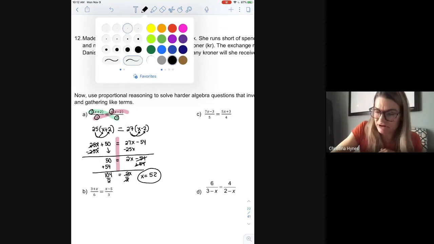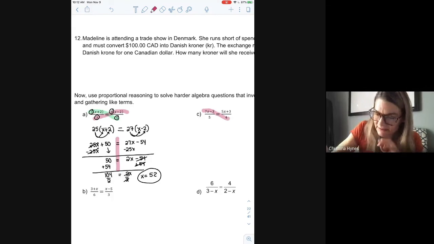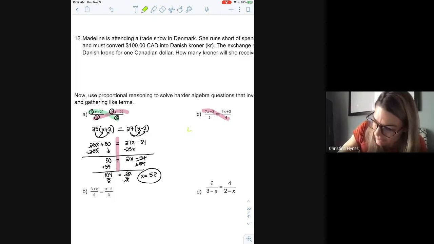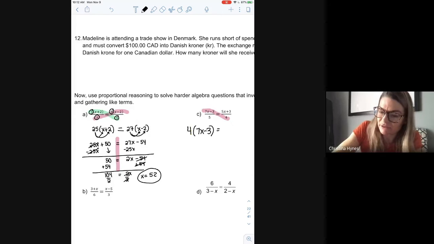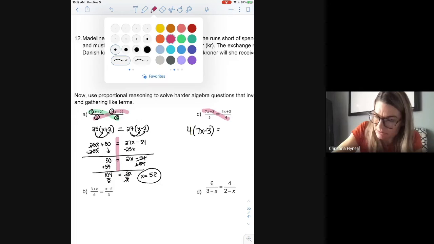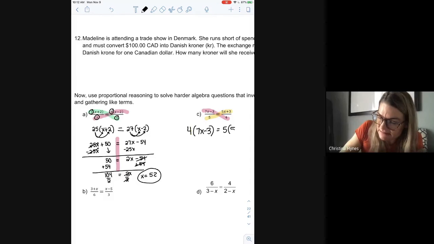Okay, so remember what you're doing is you're multiplying these guys together. These 2 guys are going to multiply together. So I'm going to have 4, and 4 has to multiply with 7x minus 3. I put brackets because that's one chunk that I have to multiply 4 with, right? And then on the right side, these 2 guys are going to have to multiply together, like 5 with 5x plus 3. Anytime you have a single number multiplying, you just put it in front of the brackets. So that's what it looks like.